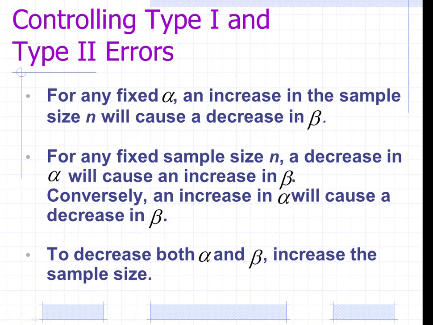An increase in sample size causes the type 2 error to go down. When we decrease alpha, we will cause an increase in our type 2 error, and the other way, if we increase alpha, we'll cause a decrease in our type 2 error. And so when we increase the sample size, we decrease both type 1 and type 2 errors. So it's always best to err on the side of the bigger sample.